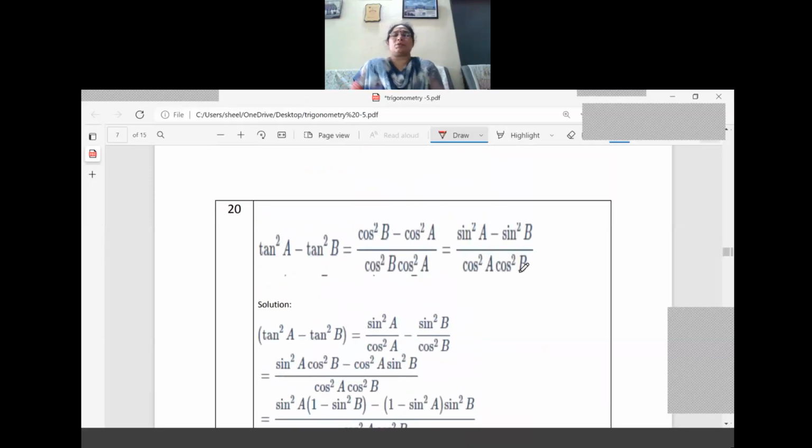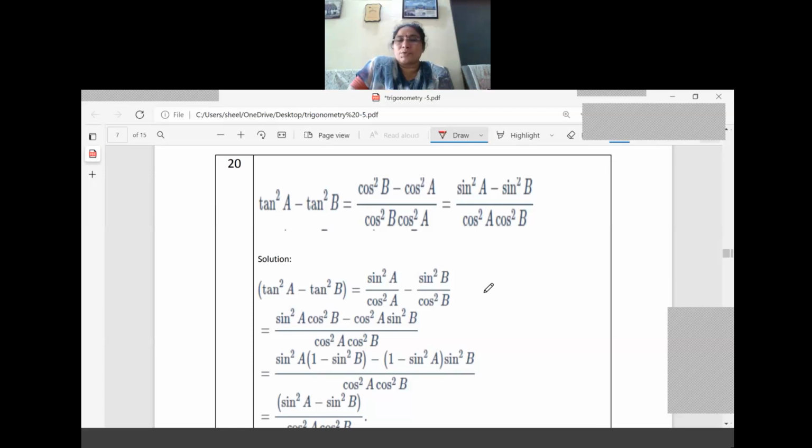Now we'll go for the 20th question. Tan square A minus tan square B should be equal to (cos square B minus cos square A) divided by (cos square B into cos square A), which equals (sin square A minus sin square B) divided by (cos square A into cos square B). So what is the left hand side we are having? Tan square A minus tan square B. We can write it in sin and cos form. So that is the step we have used here: sin square A by cos square A minus sin square B by cos square B.